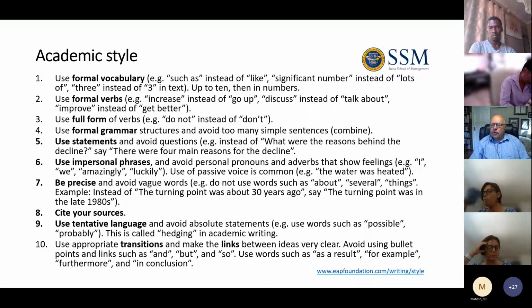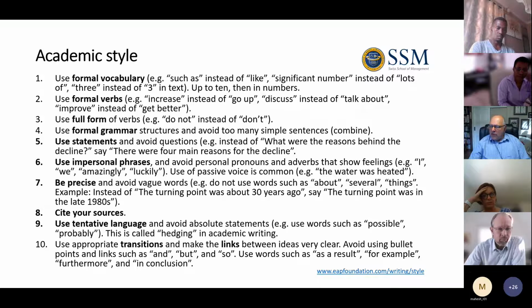And you use appropriate transitions and specific words to link sentences, to link ideas, to link chapters, to link paragraphs. You must make the links and make it very clear. Avoid using bullet points. You can use bullet points, but sparingly, because bullet points don't provide that linkage that you're always looking for. And also, instead of words such as and, but, and so, use more formal words such as as a result of, for example, furthermore, in conclusion. I'll show you some of these words a little bit later.